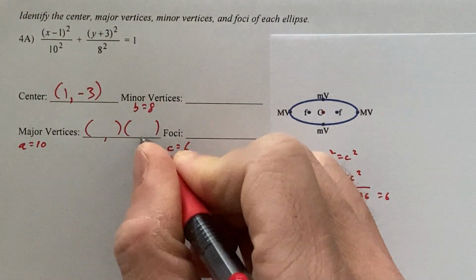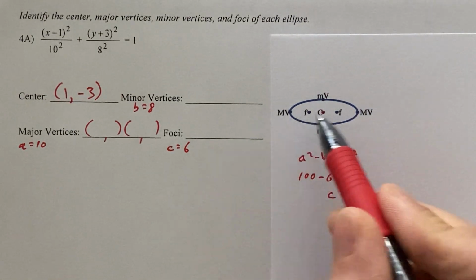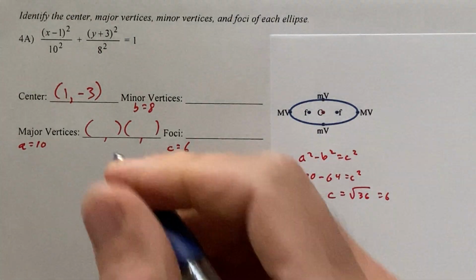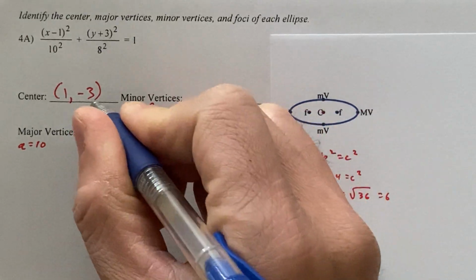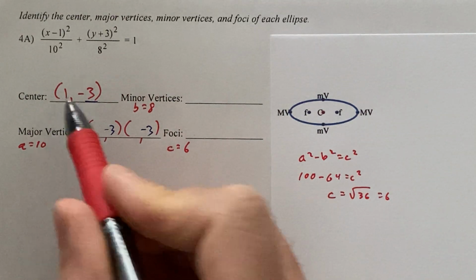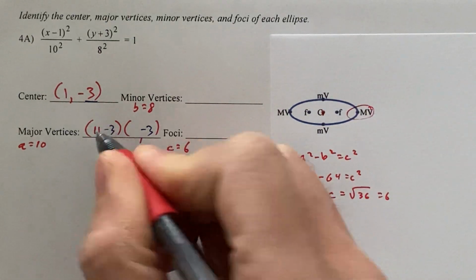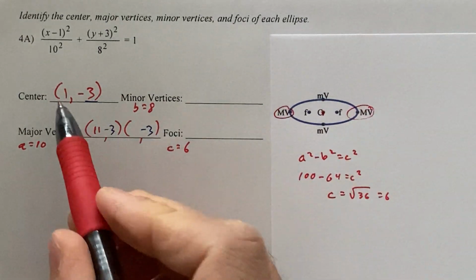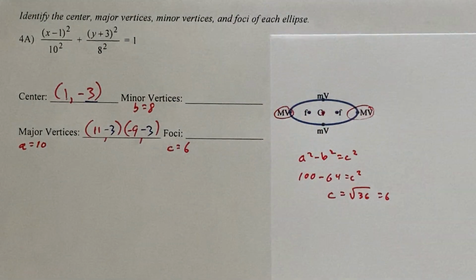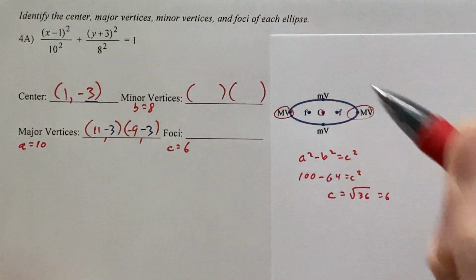So I know from geometry that the major vertices are left and right from each other. That means I'm going to change the x-coordinates when I move left and right. So if I change the x-coordinate, my y-coordinate should be exactly the same as the center's, okay? So that means all I have to do is take this original x-coordinate, add 10, that means moving 10 to the right, I'll find this guy. And then also subtract 10 from the x-coordinate, that's the same thing as moving left in geometry, so that's going to give me -9, okay? I'm going to do the same exact logic with the minor vertices and then the foci, okay?